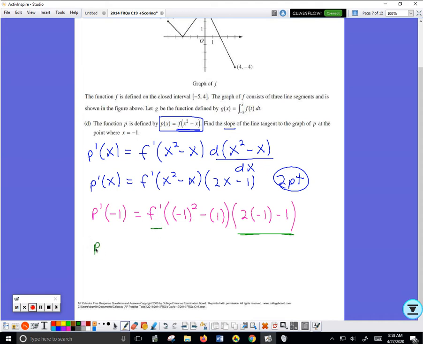So I write P prime of -1 equals f prime. Okay, -1 squared is 1. 1 minus 1 is 0. Multiplied by, don't really have to work this out, but 2 times -1 is negative, so that would be -3.